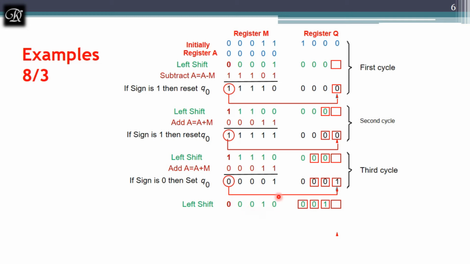So once after you perform a left shift operation, what did I get? This Q0 position 1 will be moved to the Q1 position, and similarly the zeros will be moved, and A0 position 1 will be moved to the A1 position, and similarly other zeros will be shifted. Now you just see the sign bit of A, that is 0. So if it is 0, then we have to perform the subtract operation.